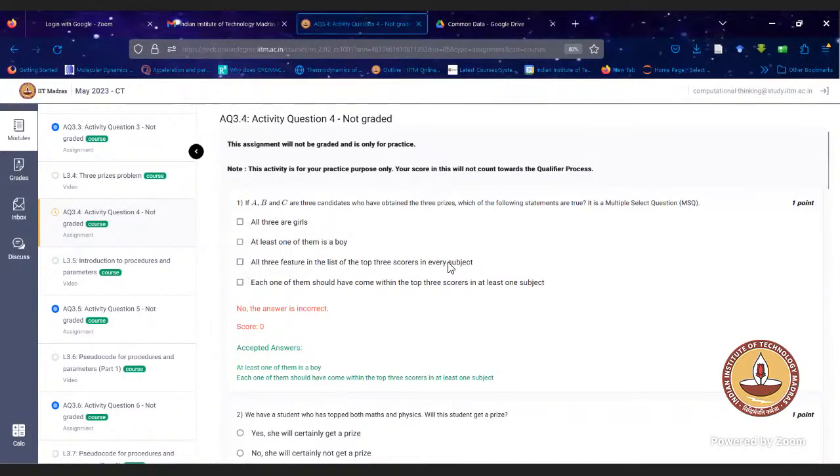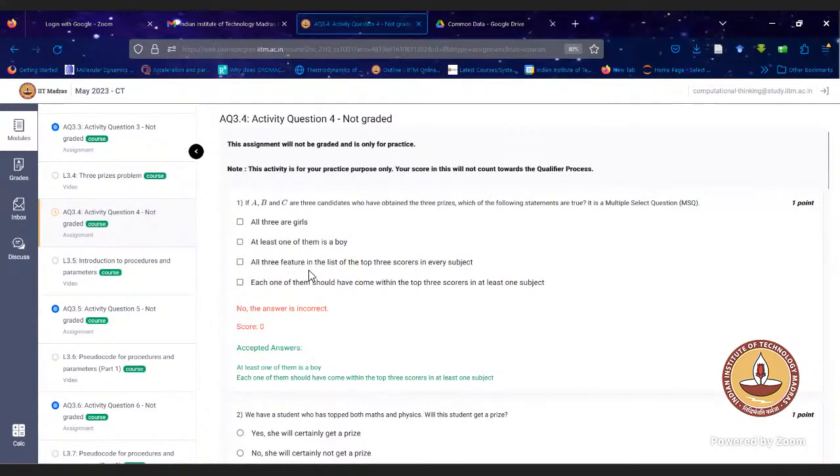So in each subject, you want them to be top. In each subject, the same people have to be top 3. Is it possible? The hypothesis which the professor says in the lecture is that one of the conditions he puts is that one of them has come within the top 3 scorers in at least one of the subjects. That is why that option is right.